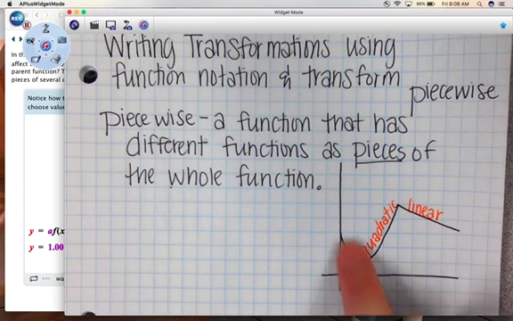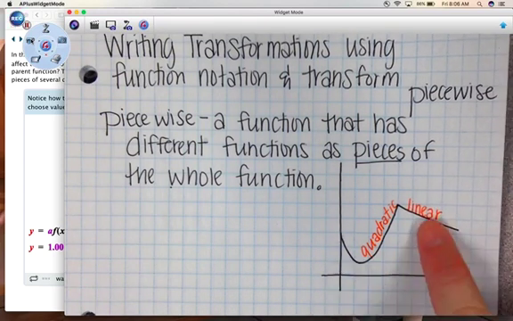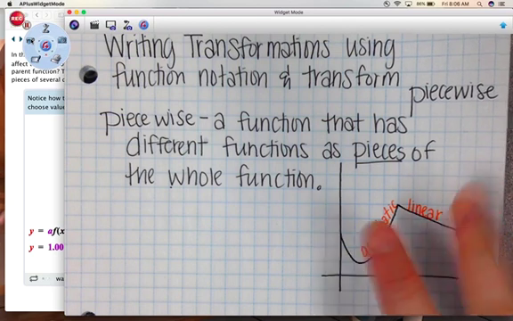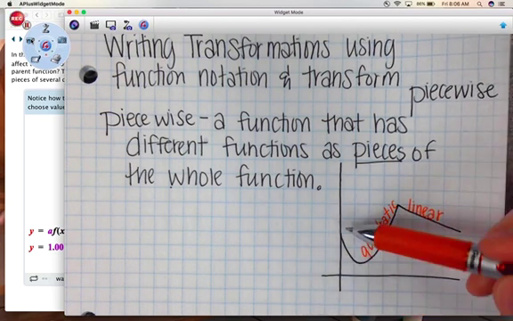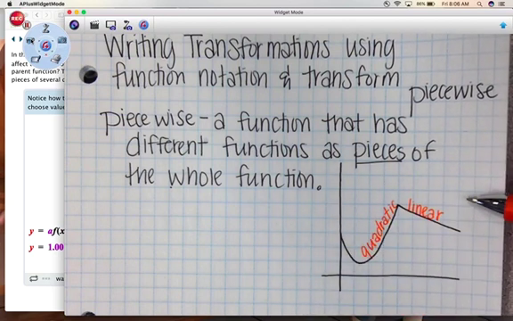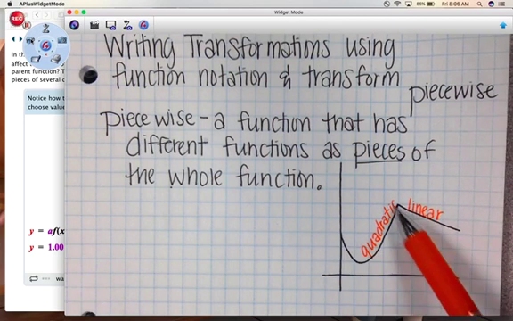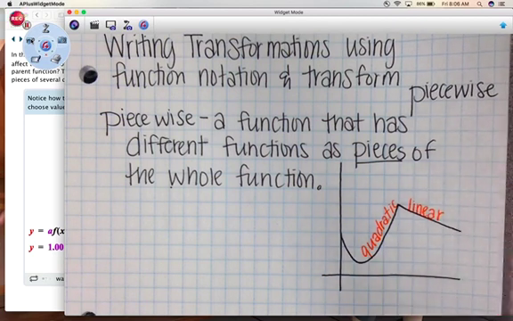It could have also been two quadratic. It's just easier to show two different types of functions. So it could have been quadratic and then another quadratic, but it's just quadratic and linear. It could be two quadratics. A piecewise just means there's multiple pieces in that function.